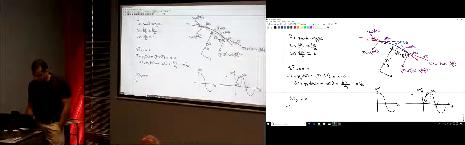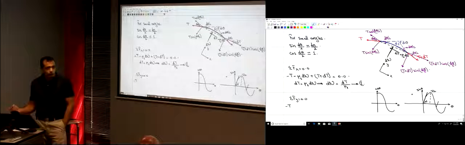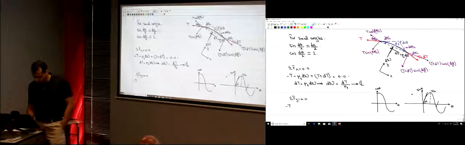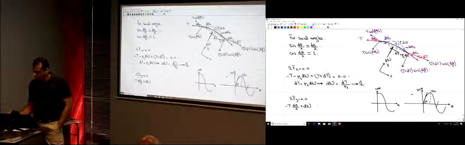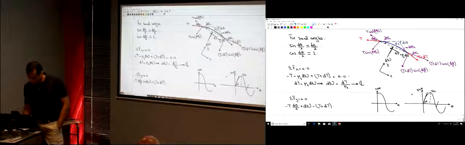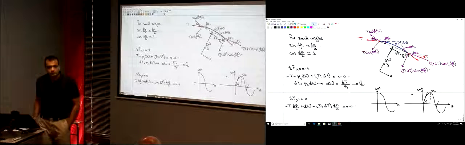Negative T sine d theta divided by 2. What's sine d theta divided by 2? d theta divided by 2. Okay? What else? Positive dN. What else? Negative (T plus dT) multiplied by sine d theta divided by 2, which is d theta divided by 2. Those have to sum to 0, right?